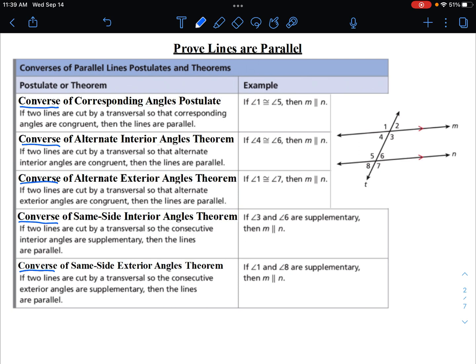So just to remind you of what we did yesterday, for the corresponding angles postulate, we said that if 2 parallel lines are cut by a transversal, then the corresponding angles are congruent. Well, today, they're saying if 2 lines are cut by a transversal, so if the corresponding angles are congruent, then the lines are parallel. So it's literally in the exact opposite order here. We're going in reverse. So you'll use the converse if you're proving lines are parallel. You'll use the original version if you already know your lines are parallel.